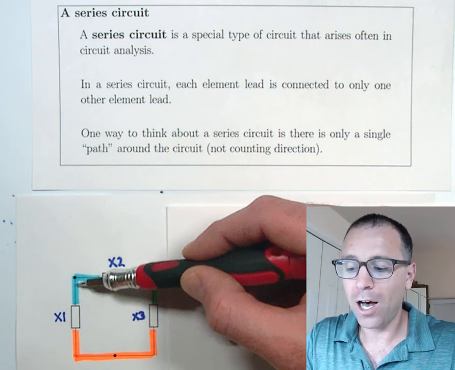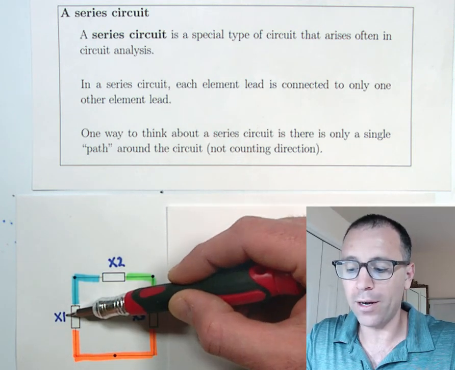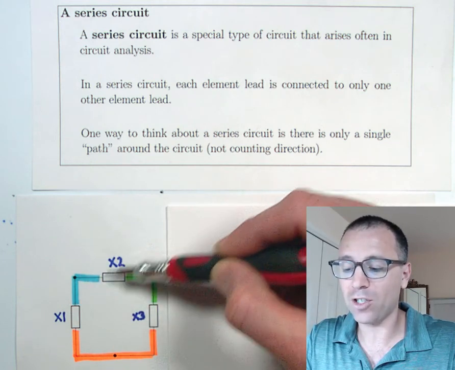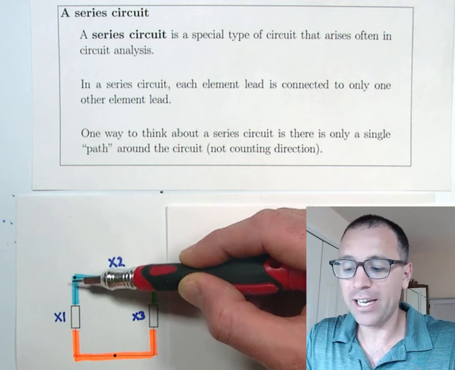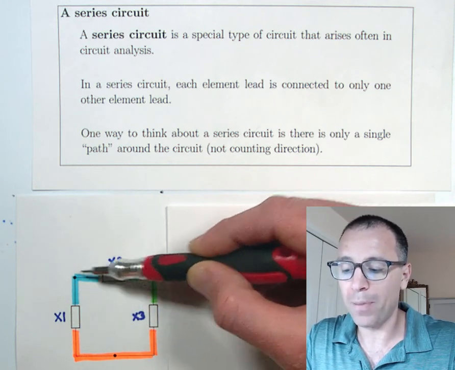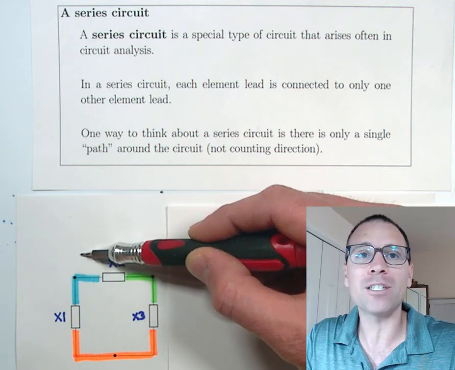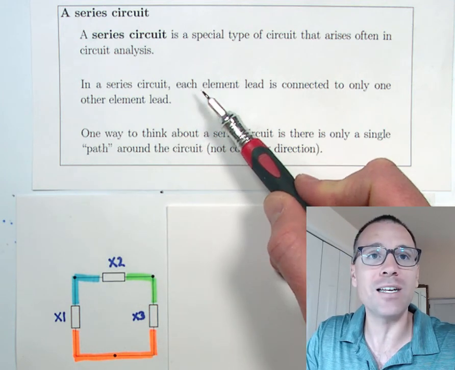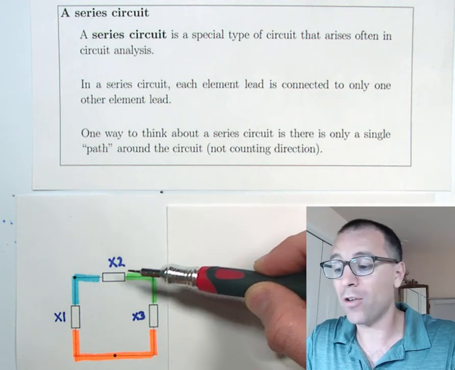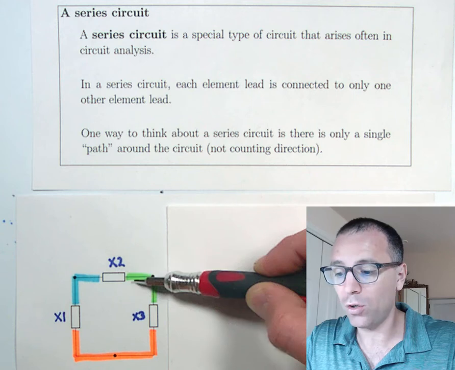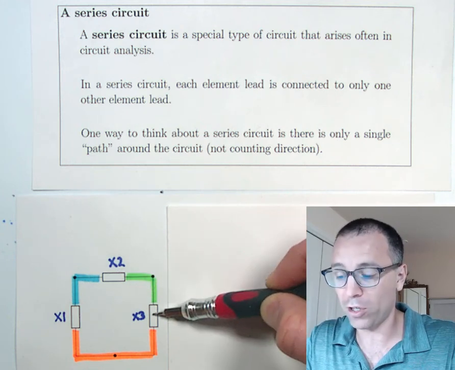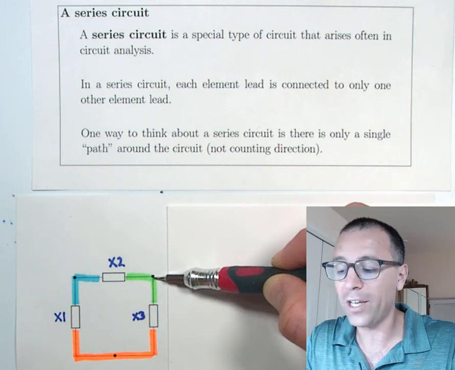Notice that the top lead of X1 makes a single connection with the left lead of X2. That connection is the only connection for that lead. So that forms a node, but there are no other leads from any other elements coming out of that. In other words, each lead is connected to only one other lead, at least in this node. If we look at the other side of the body of X2, here we've got the second lead. It makes a connection with the first lead of X3. That's the only connection there.